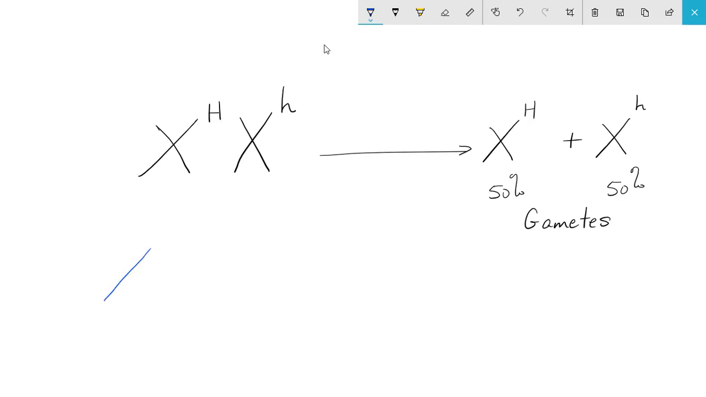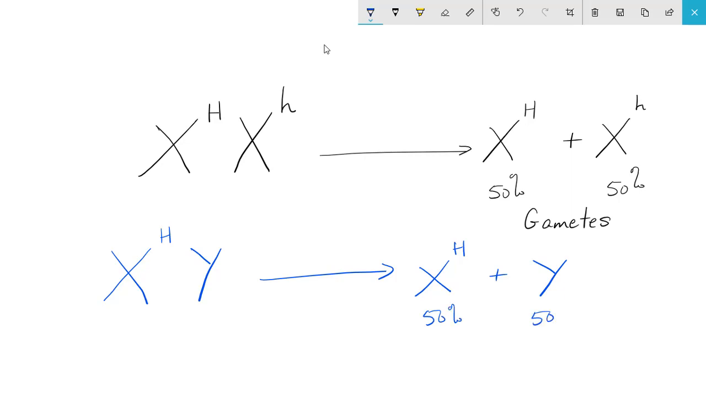The genotype of the male is X superscript capital H, Y with no corresponding allele. This is what makes the condition sex-linked. The gene in question is carried only on the X chromosome. This makes males more vulnerable to having the condition. The gametes produced by the male would be 50% X capital H and 50% Y with no corresponding allele.